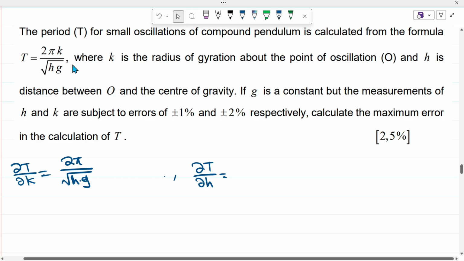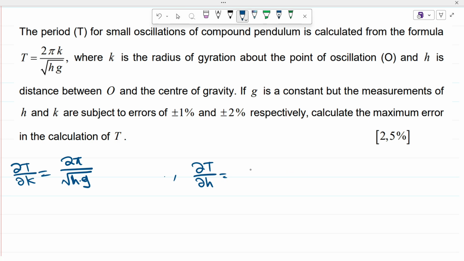Then we differentiate with respect to h, keeping k and g as constants. You will get something like, okay, it will be 2 pi. So that 2 pi will still be there, and then you multiply by what? 2 pi k will still be there, and then okay, oh, maybe I think this might confuse you.